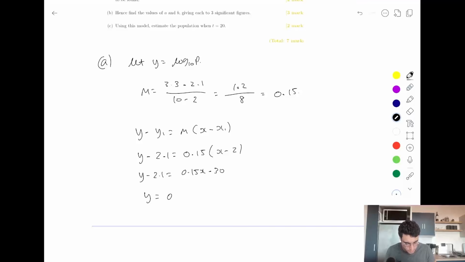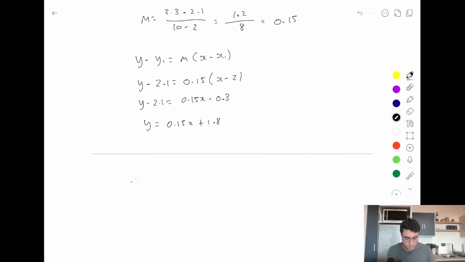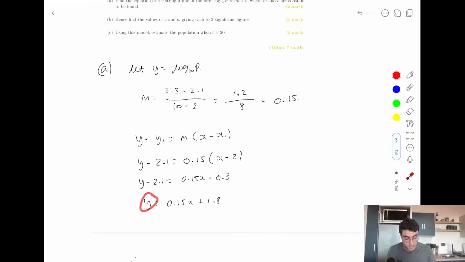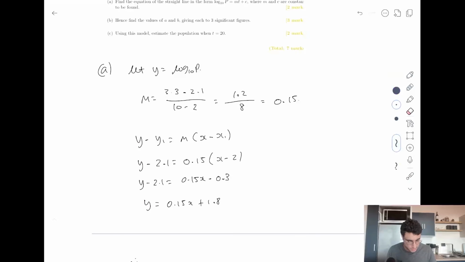So y is equal to 0.15x. Then we're going to add, why have I put 30 here? 0.3. Next I'm just going to add this up. What's that going to give me, guys? That's going to give me plus 1.8. So therefore, remember, we can't just use y even though it's easier. It's log 10 p. In fact, sorry, I should actually change this.